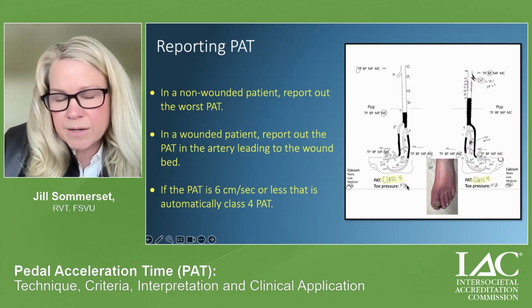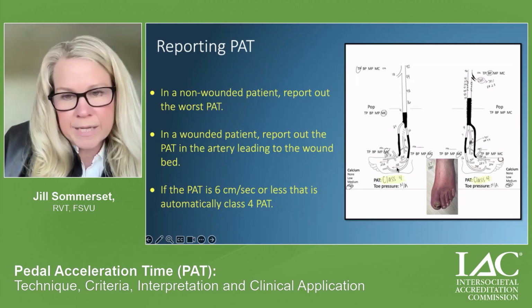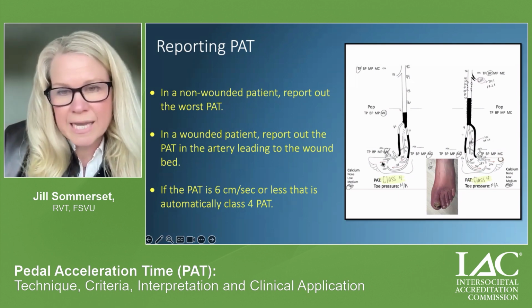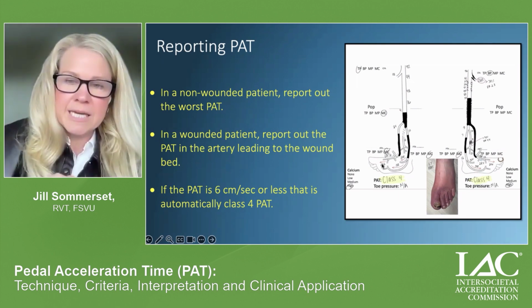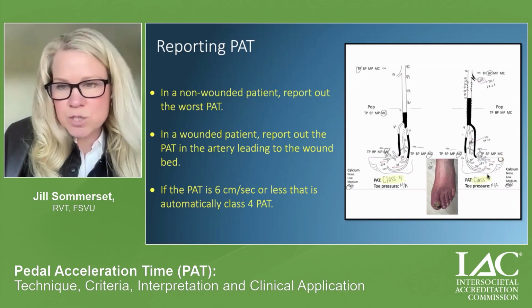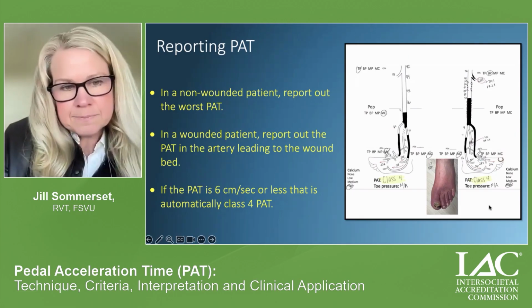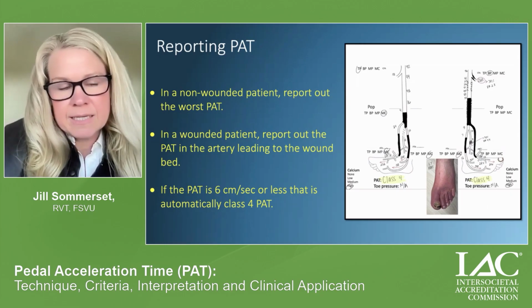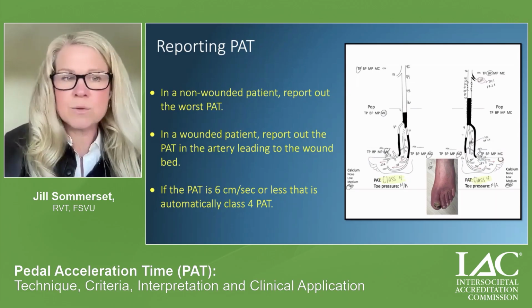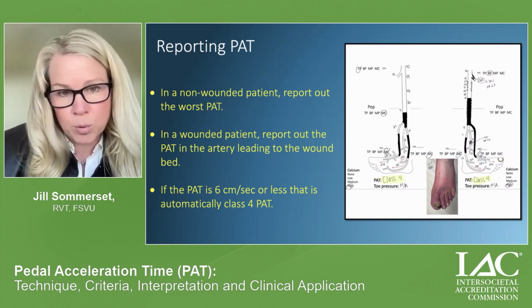So if you look at these two scenarios, there's ischemic rest pain on this patient's right foot. The lateral plantar artery is 188. The dorsal metatarsal artery is 232. So this is class 4. We would report out class 4 PAT in this patient with ischemic rest pain. Now he's got this little non-healing wound in his first toe. PAT to that wound bed is class 4. If the PAT is less than 6 centimeters per second, that is automatically class 4. So these are three really important rules for how we utilize PAT in reporting.